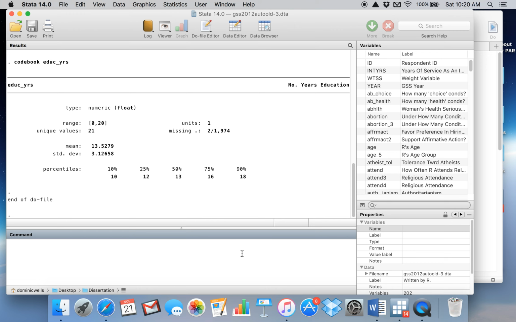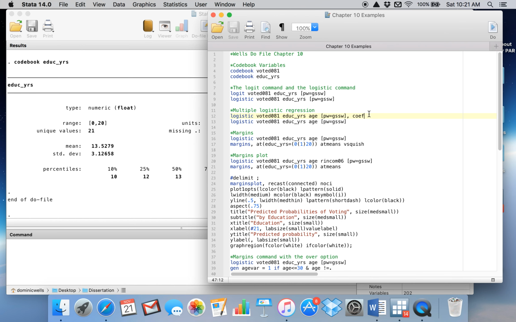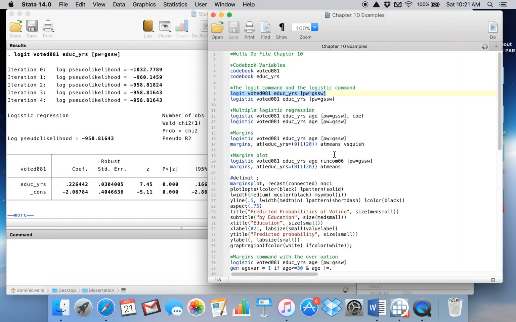So now we're going to talk about the logit command and the logistic command itself. The logit command will display an estimate for a constant, A, and the coefficient, B, both expressed in terms of logged odds of the dependent variable. The logistic command will run the same analysis, but it will express the coefficients in either odds ratios or logged odds. So I will show you this now. So here is the logit command for our model predicting the likelihood of voting.